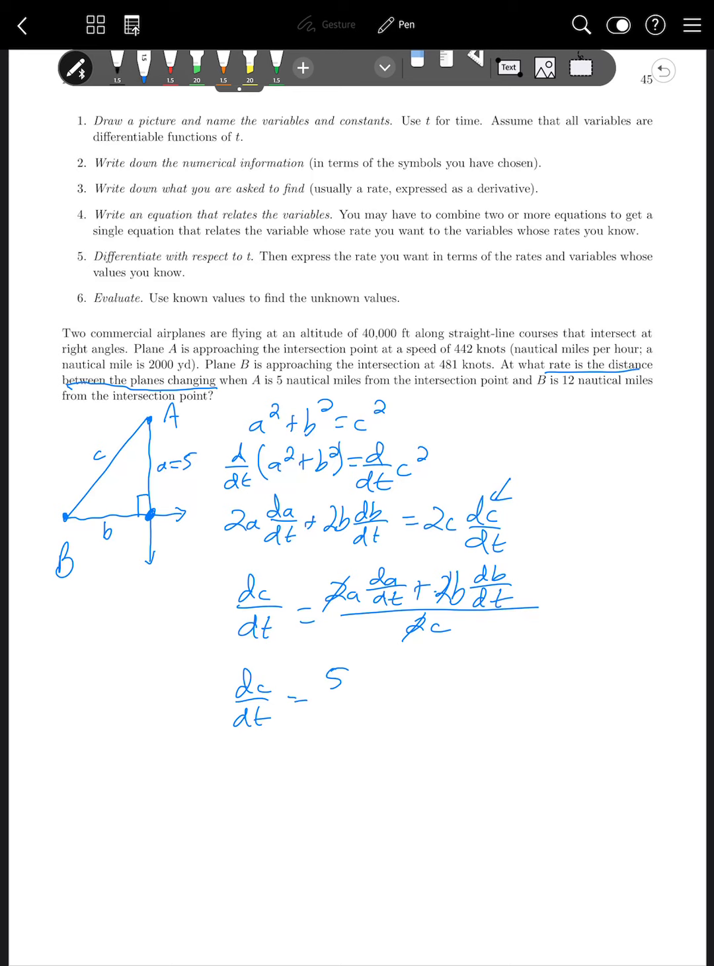And then we actually know how far apart C is, but we just haven't written it out right. If A is 5 and B is 12, then C we can find by simply using the Pythagorean theorem. So the square root of 25 plus 12 squared is 144, so 169 equals C, which is 13. So we can plug that in. And now we should just be able to plug this formula into our calculator, and it will tell us the rate at which the distance between them is changing.